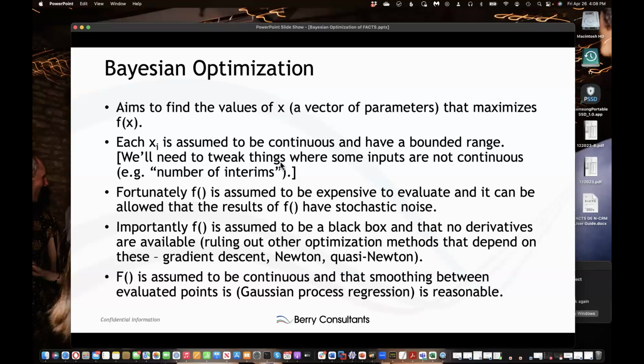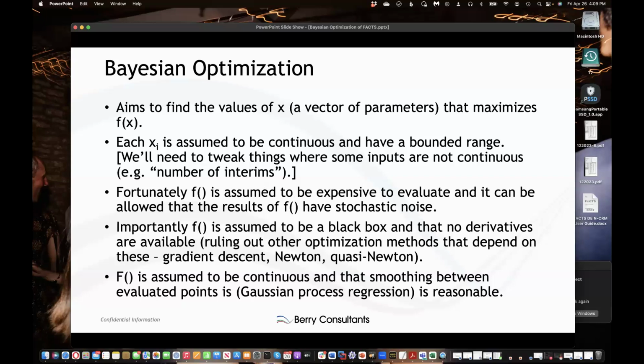range. Fortunately, the process assumes that f of x is expensive to evaluate, and it can allow the results to have some stochastic noise. Importantly, f of x is assumed to be a black box. There are no derivatives available, ruling out these other optimization methods that depend on the differentials: gradient descent, Newtonian, quasi-Newtonian.